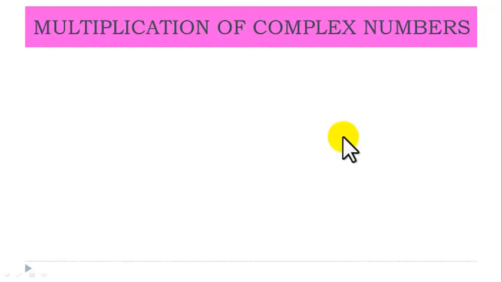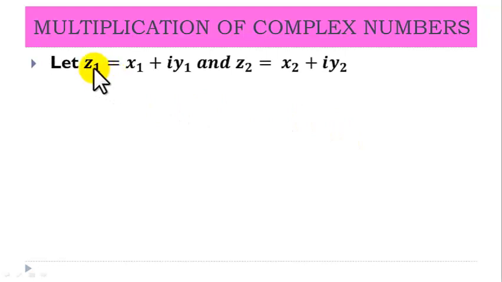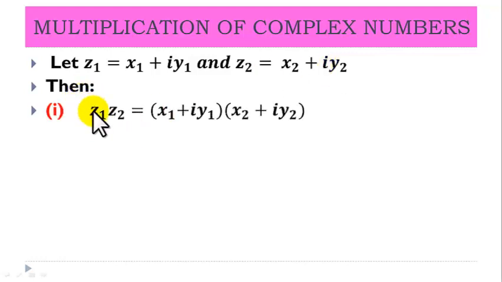Multiplication of complex numbers. Again, given two complex numbers, z1 equals x1 plus iy1 and z2 equals x2 plus iy2, then 1. z1 times z2 is equal to x1 plus iy1 times x2 plus iy2. Let us open this bracket as follows.